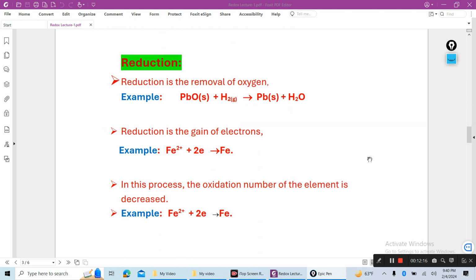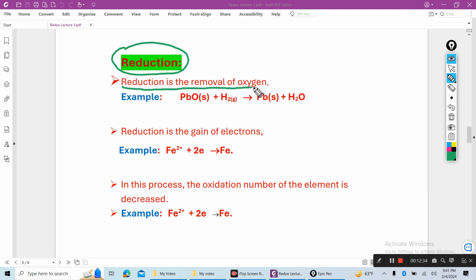Now reduction. Reduction is the opposite of oxidation. Reduction is the removal of oxygen. If oxygen is removed, this process is known as reduction. Oxygen added is oxidation. Oxygen removed is reduction.